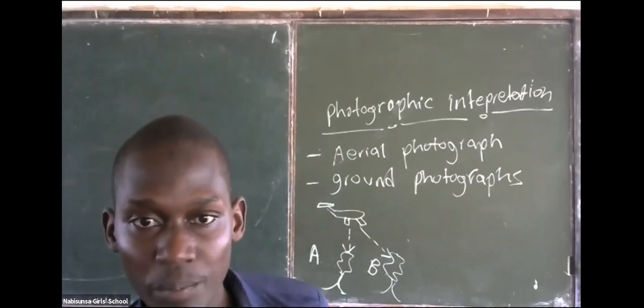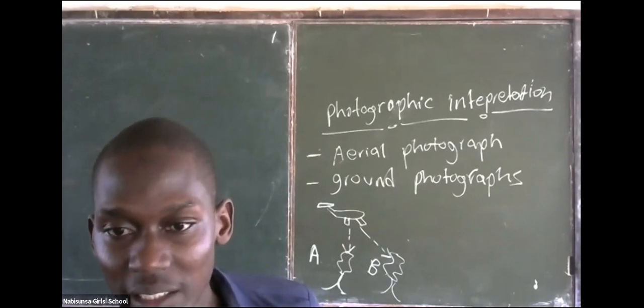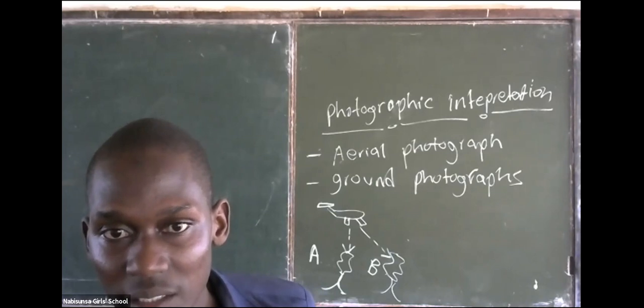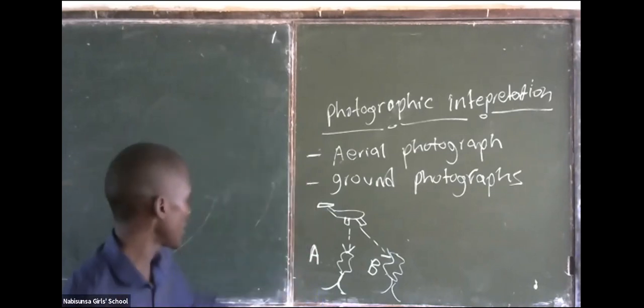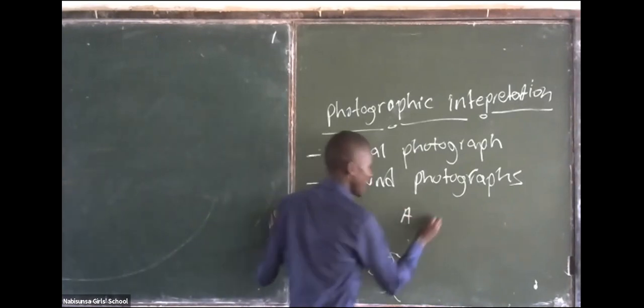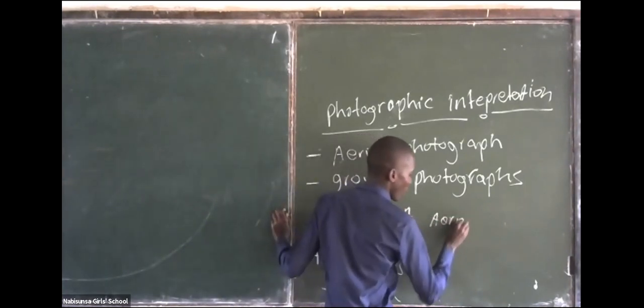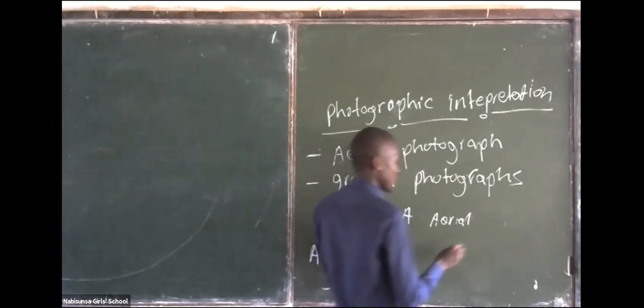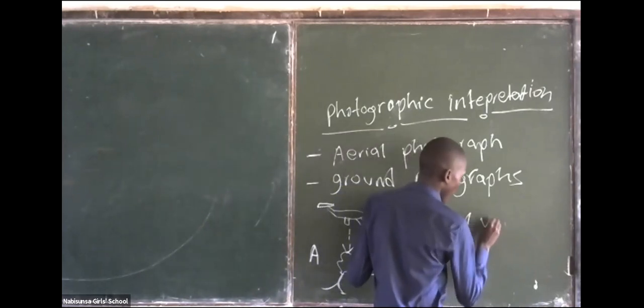Let me pick some people. Natukunda. Yes, Natukunda. Which type is aerial this? Vertical. This is aerial vertical. Why do you say it is aerial vertical?